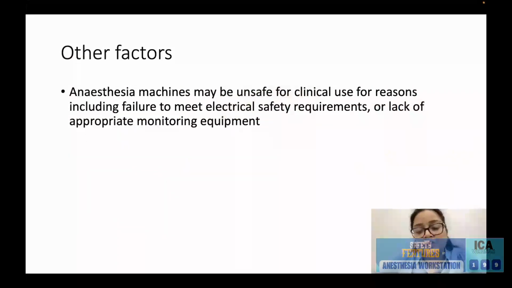Other factors which are important, apart from the criteria we have discussed previously, are that the anesthesia machine may be rendered unsafe for clinical use for several other reasons also, including the failure to meet the electrical safety requirement or the lack of appropriate monitoring equipment.